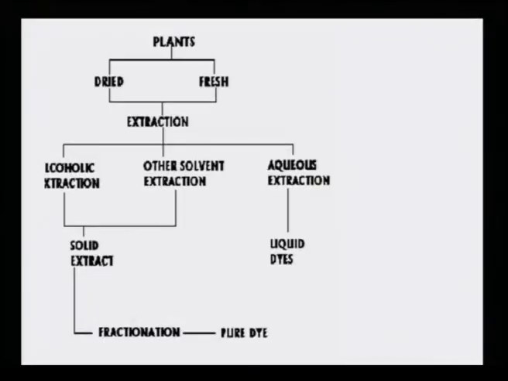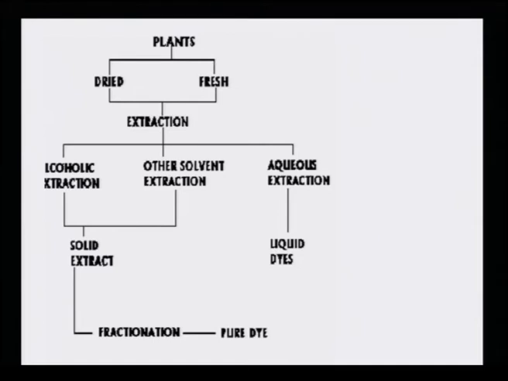Now, once that is being carried out, then by means of the following strategy, the dye can be extracted. That means, the plant can either be used as a dried plant, that means the plant part will be first dried in an oven and then the colorant will be extracted, or the plant can be used fresh. Both can be subjected to extraction, of course, in separate systems.